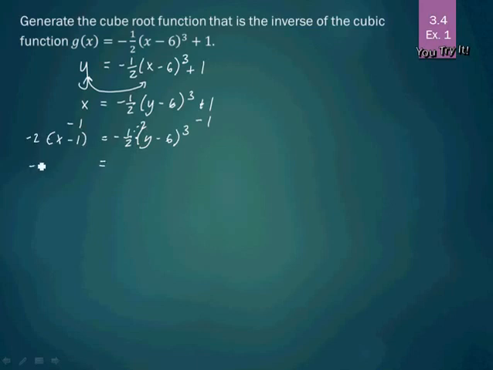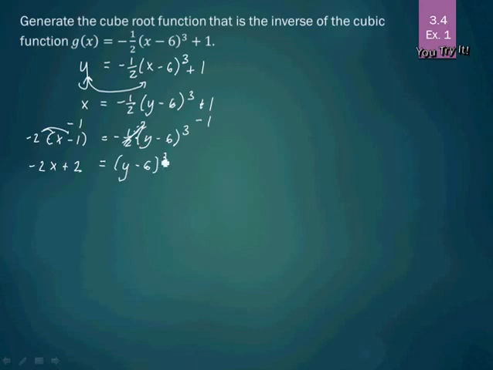We get negative, and then let's go ahead and distribute this out so that it's a little bit more simple. So we get negative 2x, negative 2 times negative 1 is positive 2, plus 2. And then on the other side, negative 1/2 times negative 2 multiplies to 1. So that's just 1 times y minus 6 cubed, which just leaves us with y minus 6 cubed.